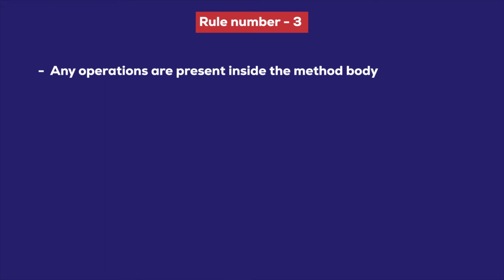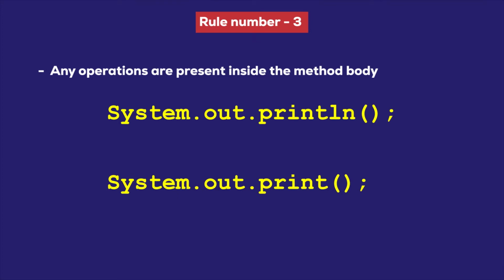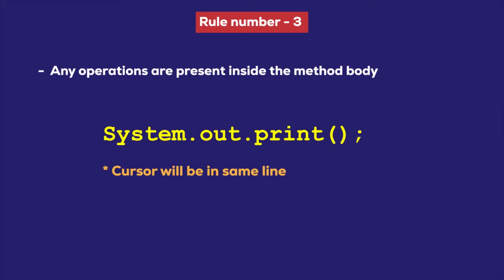Coming to the rule number 3, body of the method. The main operations will be presented inside the body of the method. So here we are just printing hello world. For printing the output on the screen, we can use print statements. They are System.out.println, or we can use System.out.print. Here there is one difference between these two statements. The ln refers to next line. That means after printing the output, the cursor will move to the next line. In the other one, after printing the output, the cursor will remain on the same line.